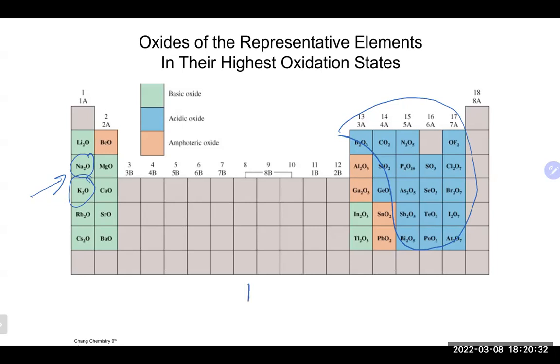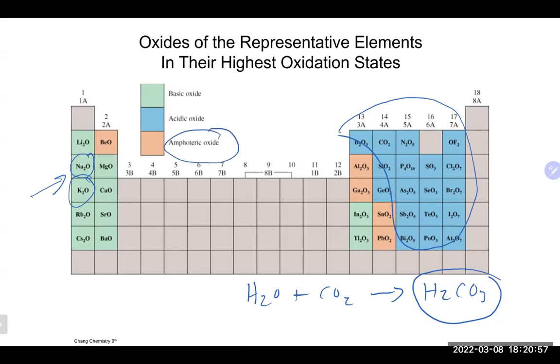For example, if you take some water and a little CO2, you get H2CO3, which is carbonic acid. N2O5 will generate nitric acid. Those on the upper right are what are referred to as acidic oxides. Those on the left are basic oxides. And there are some that are amphoteric. Amphoteric means that it could act as an acid or a base. So they could go either way in those situations.